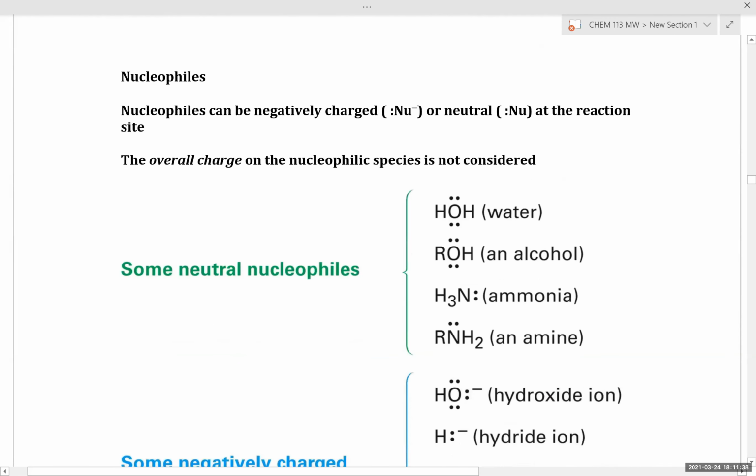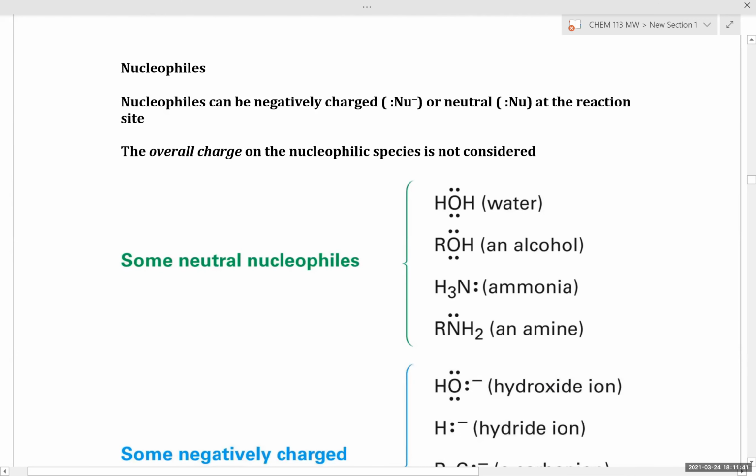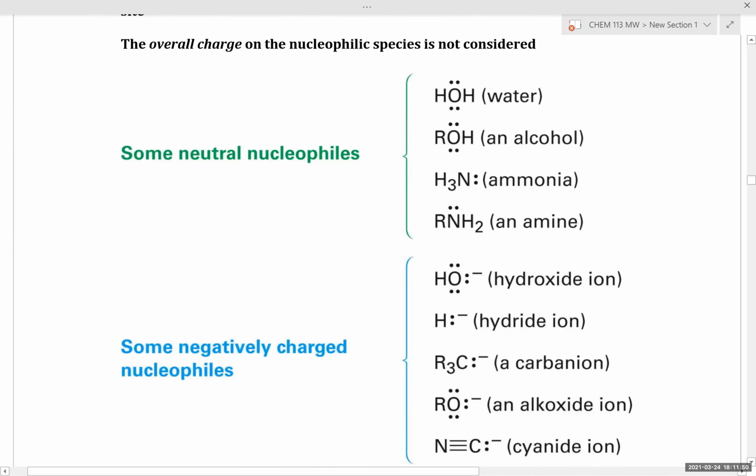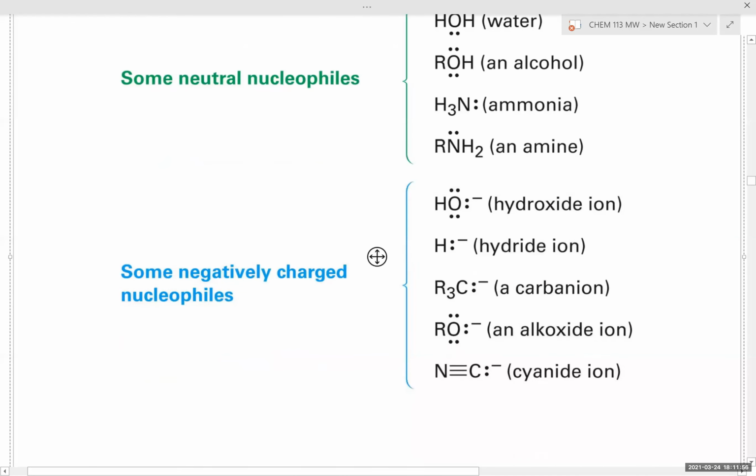So let's talk about nucleophiles and just refresh our idea of nucleophiles. So nucleophiles can be negatively charged or neutral at the reaction site. And some common nucleophiles include water, alcohols, ammonia, amines, and some negatively charged nucleophiles that we'll see in the context of carbonyl chemistry are hydroxide, hydride, carbanions, such as Grignard reagents, alkoxide ions, and cyanide ions. And these are just some examples of neutral and negatively charged nucleophiles that we see in carbonyl chemistry and 1,2 addition chemistry.